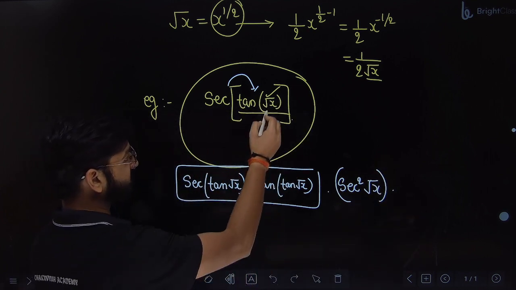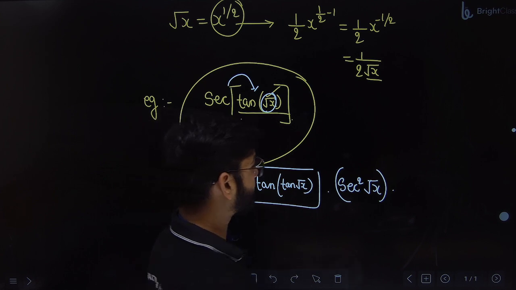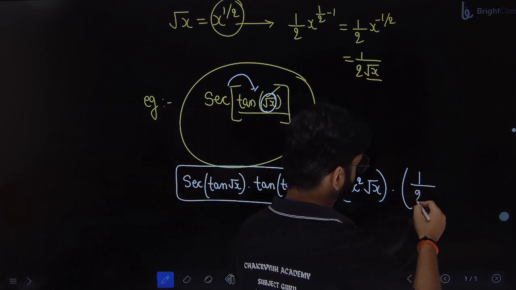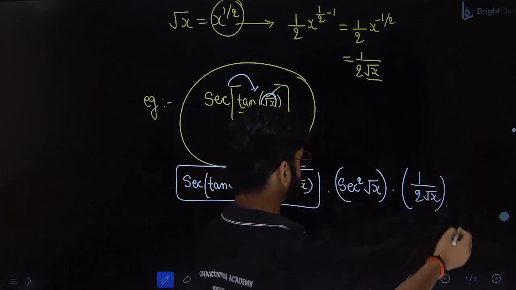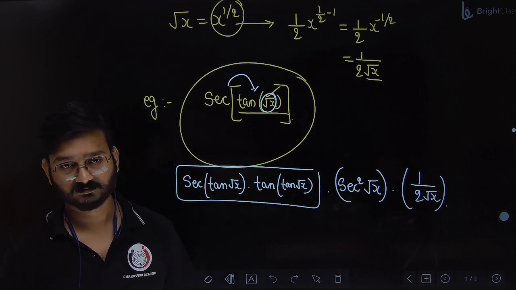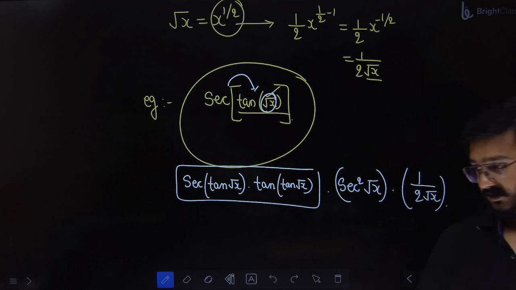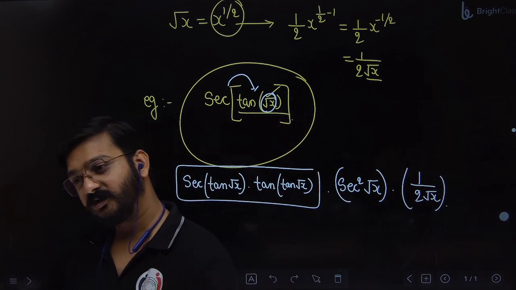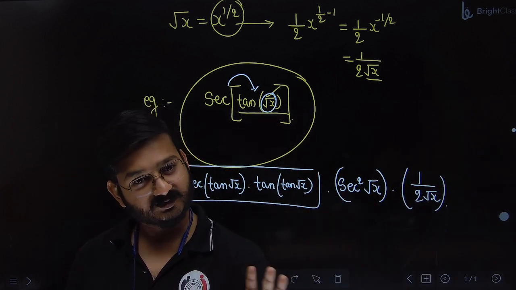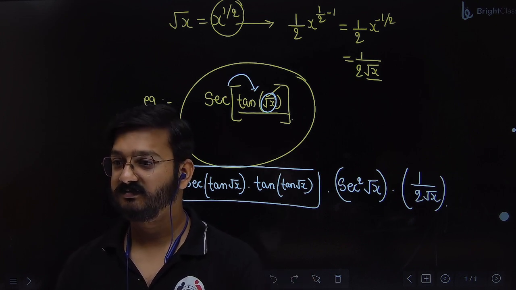Now what is the last function? Root x. What is the differentiation of root x? 1 by 2 root x. Done. Easy or difficult? Easy. Don't revise this thing 3-4 times, again you will be at zero. Displacement will be zero. You will again feel that it's over.